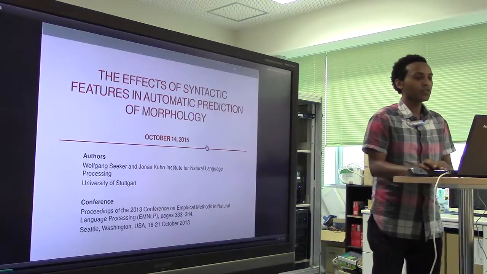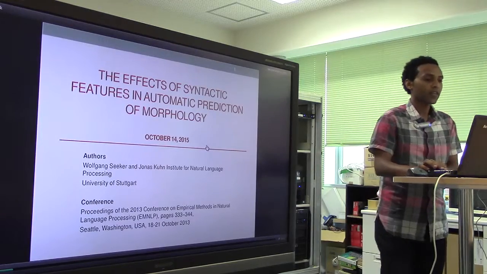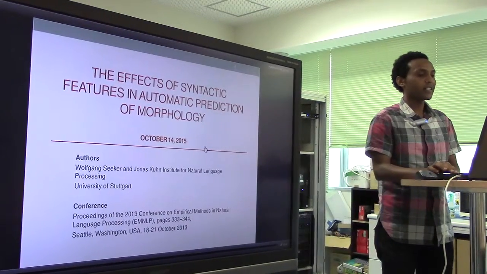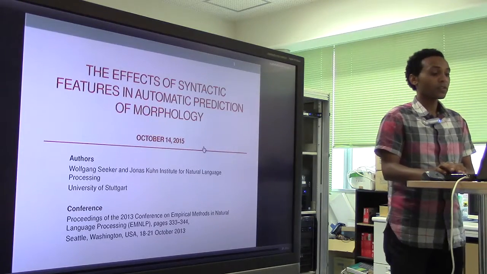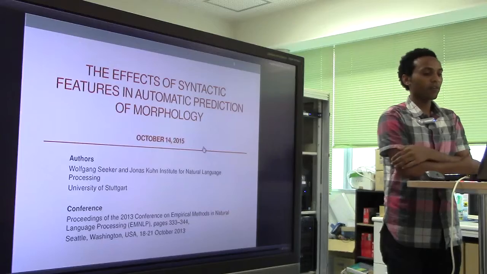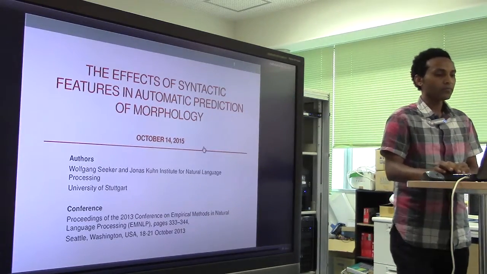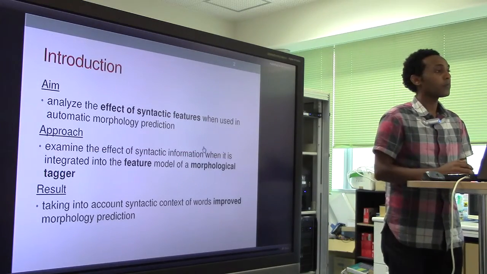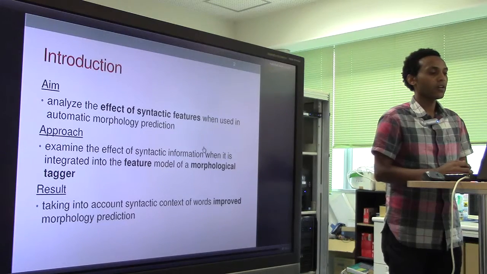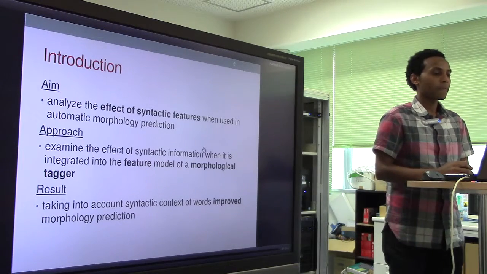Hi, good afternoon. So in today's introduction to research paper, I'm going to present the effects of syntactic features in automatic prediction of morphology. This paper was presented at the EMNLP conference 2 years ago. As an introduction, the aim of this research was to analyze the effect of syntactic features when used in automatic morphology prediction.